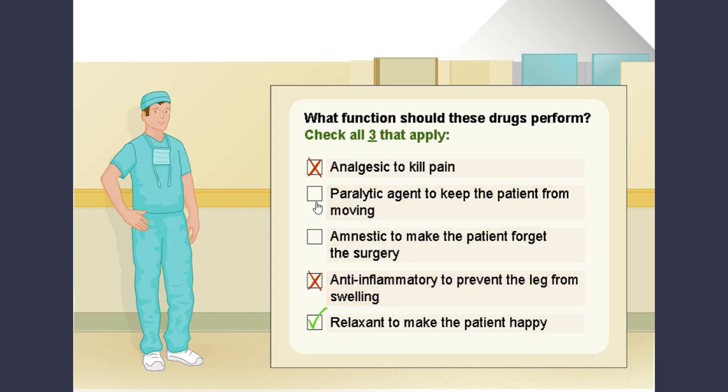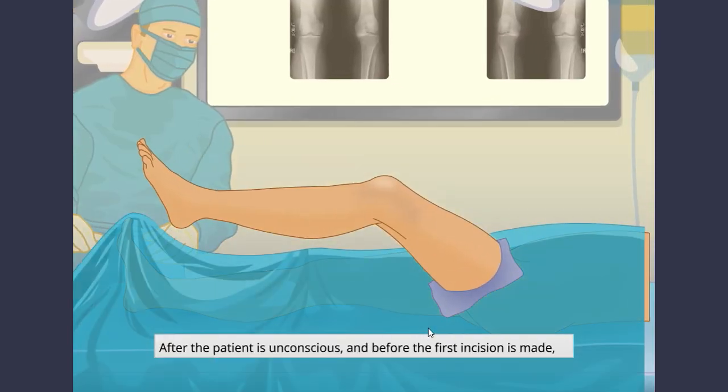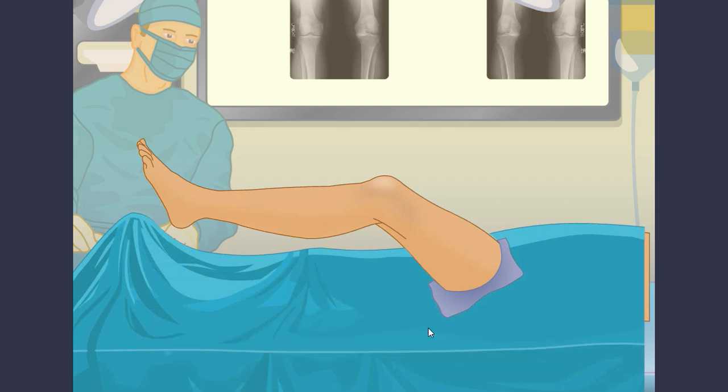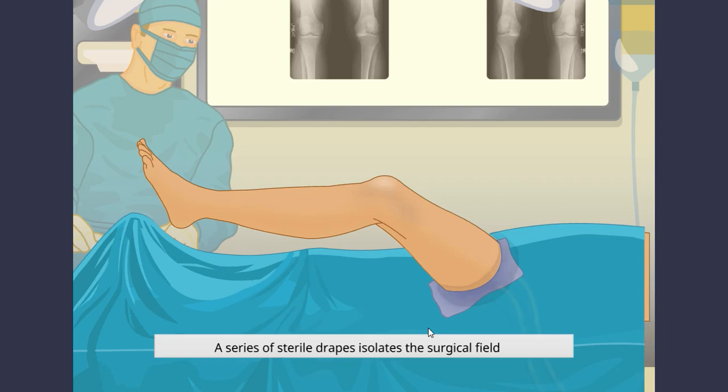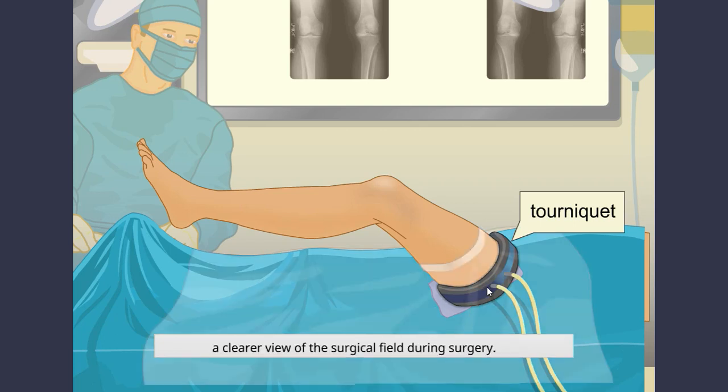Good work. Great. After the patient is unconscious, and before the first incision is made, we need to establish a sterile field around the surgical area. A series of sterile drapes isolates the surgical field from the rest of the patient's body. A tourniquet is applied to cut off blood flow, which allows a clearer view of the surgical field during surgery.